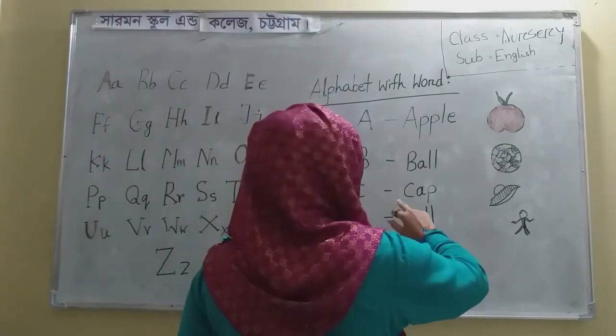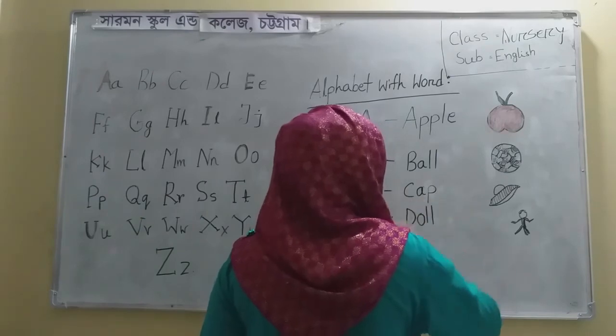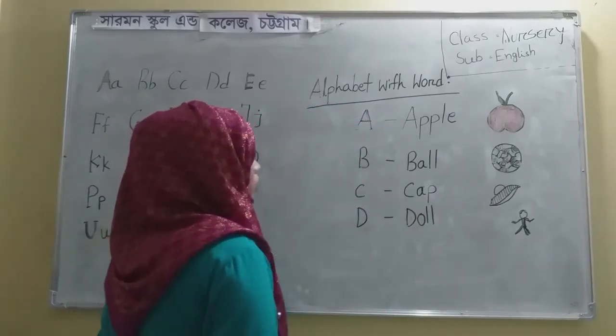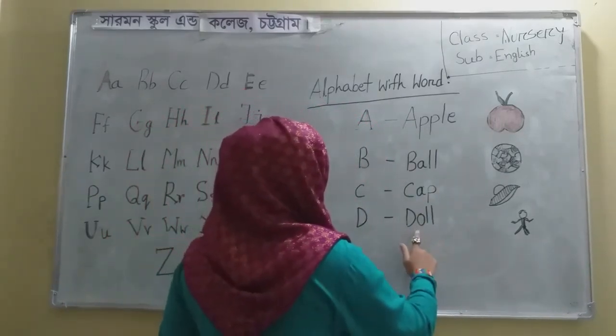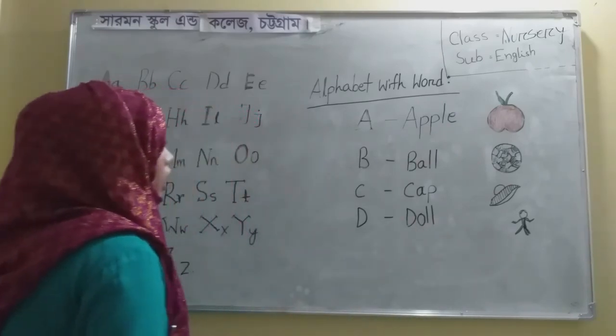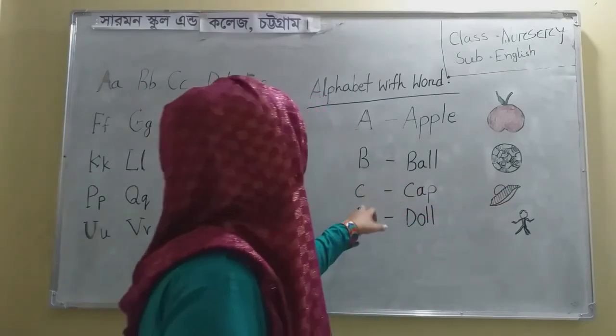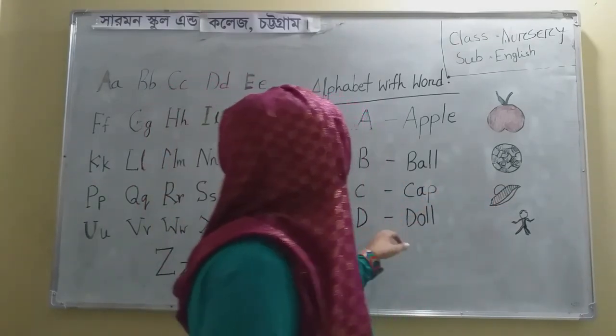C. C is for cap. C, A, P. D. D is for dog. D, O, G. Dog. A is for apple. B is for ball, C is for cat, and D is for dog.